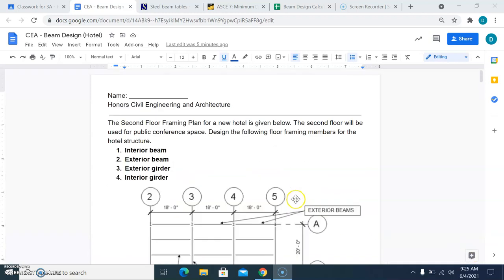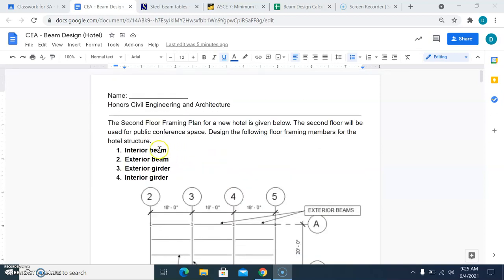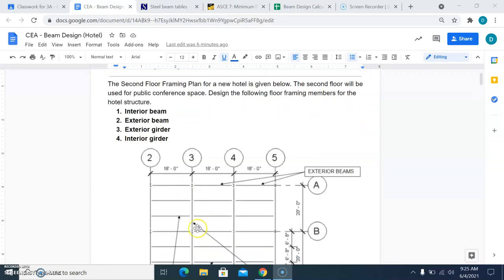In this video, I'm going to walk you through how to do the hotel problem. So we have the framing of the hotel right here. We have 18 feet are the beams, 20 feet are the girders. Note these are dimensions over here, not the beams itself. And we are asked to design the interior beam, which would be these beams over here.